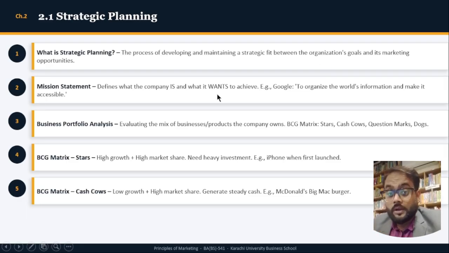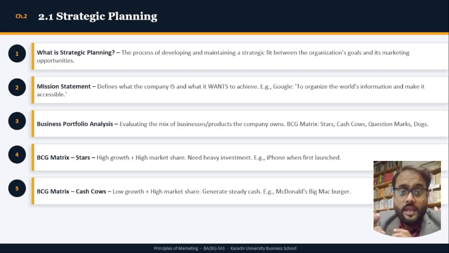In strategic planning, we have the mission statement. First of all, we should know the difference between mission and vision. Vision is like planning for, say, 10 years in the future. We're talking about the future.